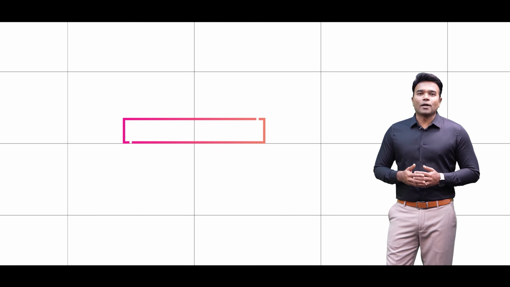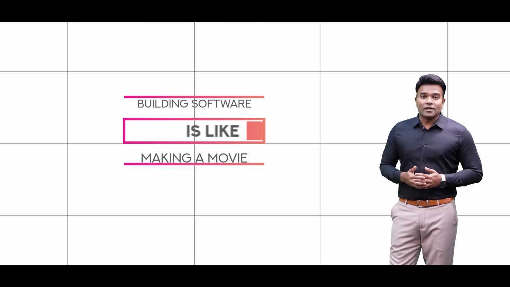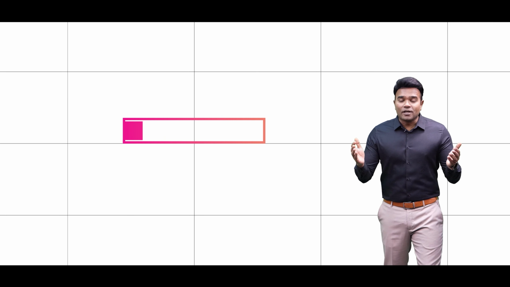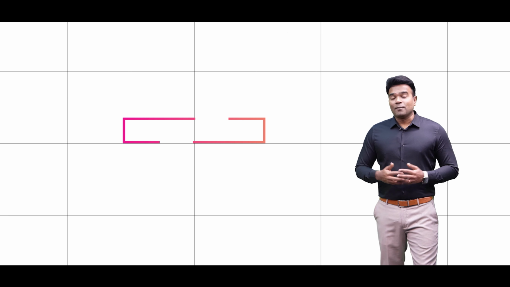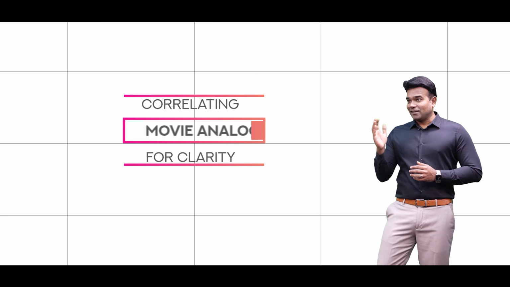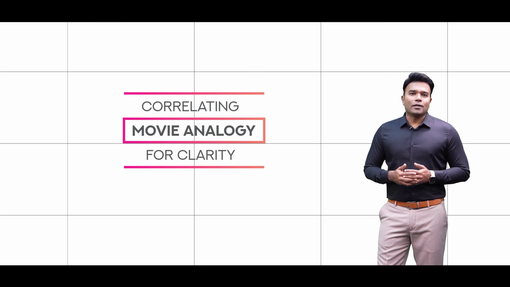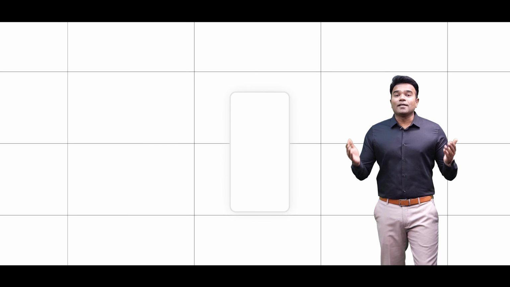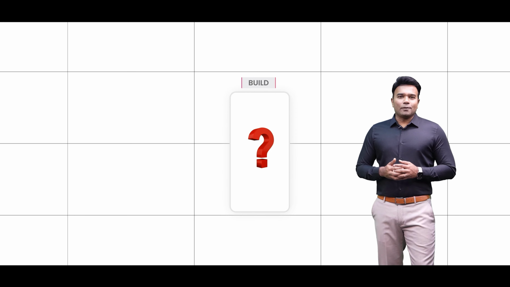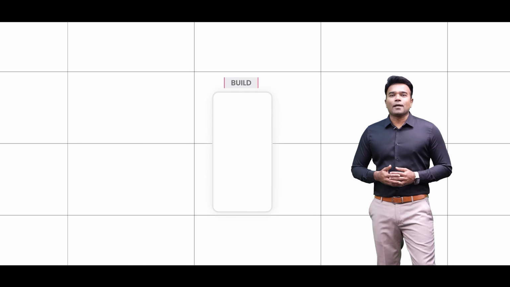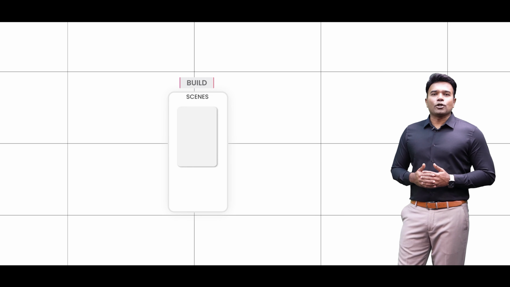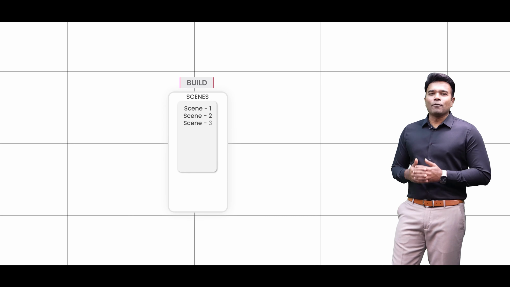Let me equate the process of building the software with respect to making the movie. Well, I know that the software development life cycle is different from the movie preparation life cycle, but still I am just using this movie analogy to make things easy for you. Now, in as far as the movie is concerned, what does the build stage represent? Well, the build stage is more like shooting the various scenes of the movie.